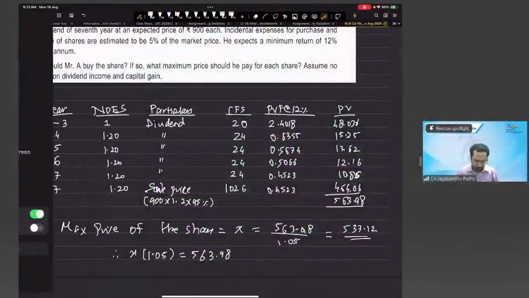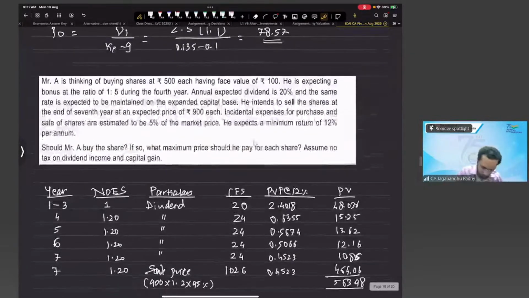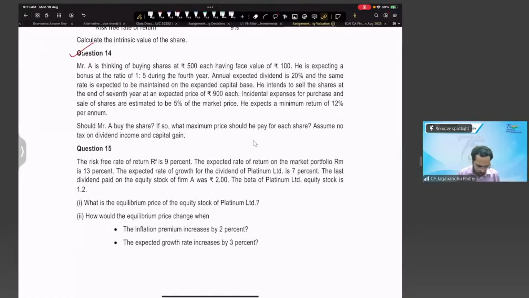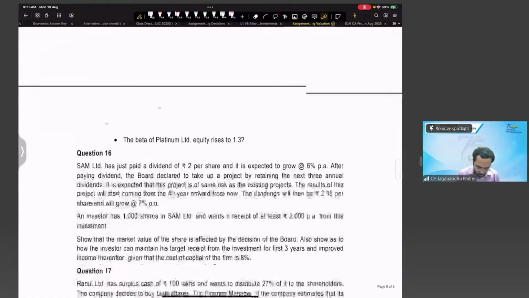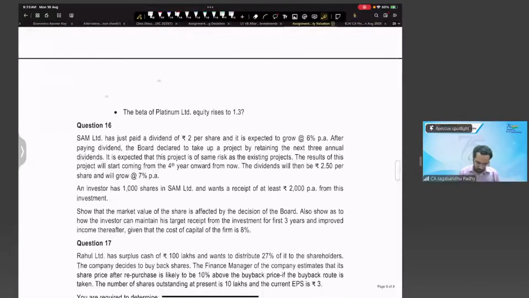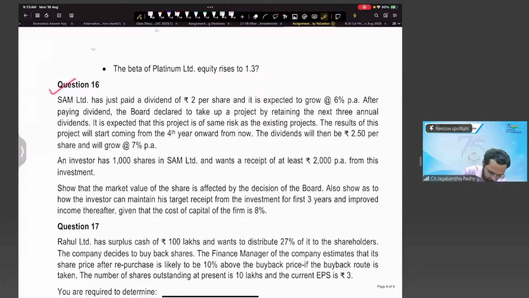All there? Okay, so we did this question number 14. Now let us go for question number 16, guys. Let's take up this question 16 for our discussion.